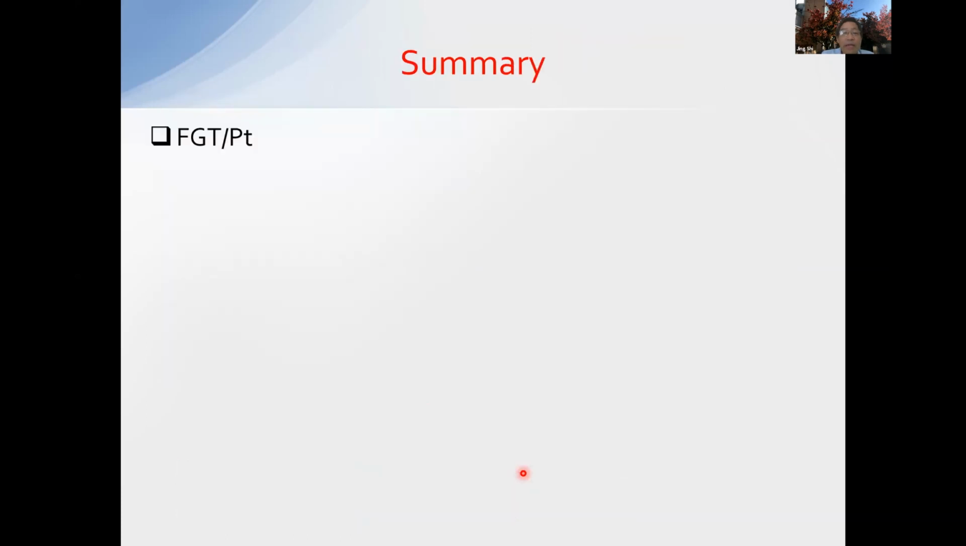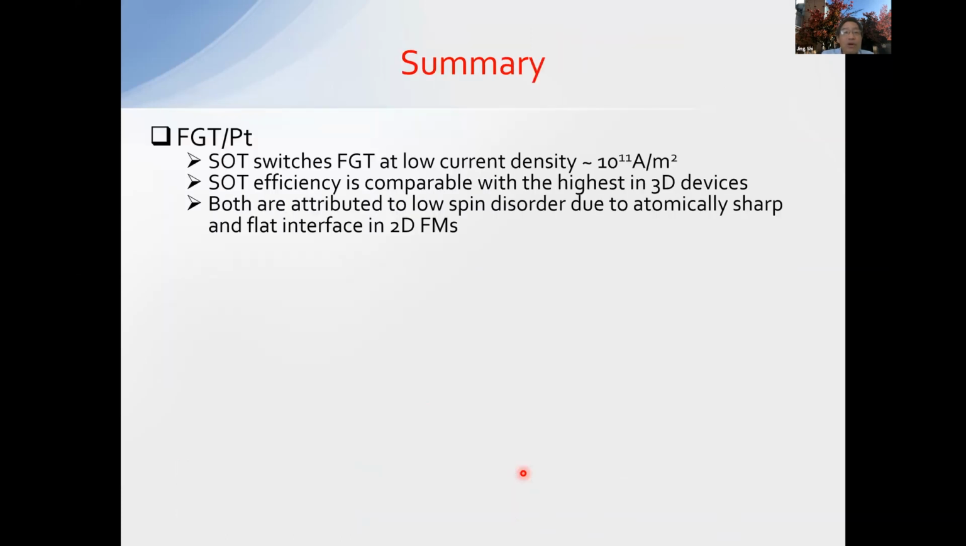Okay, let me summarize my talk. In the first part, I showed you the switching using pulse current. We demonstrated a very low current density for this FGT platinum, about 10^11 amperes per meter square. And if we do spin orbital torque efficiency measurements, the efficiency is comparable with the highest available data shown in three-dimensional ferromagnets with a platinum layer.